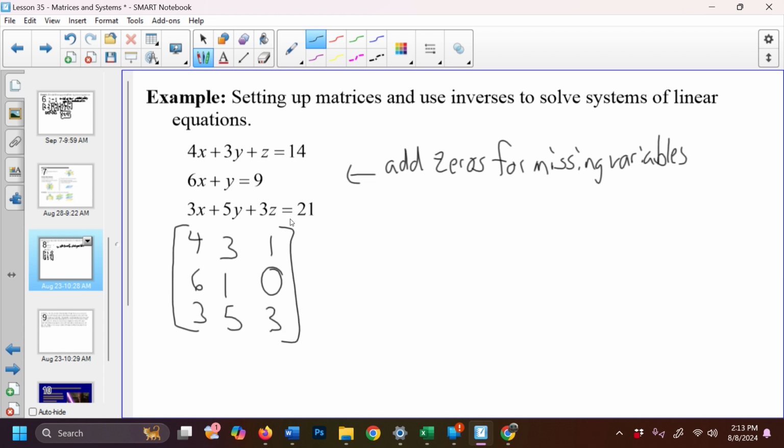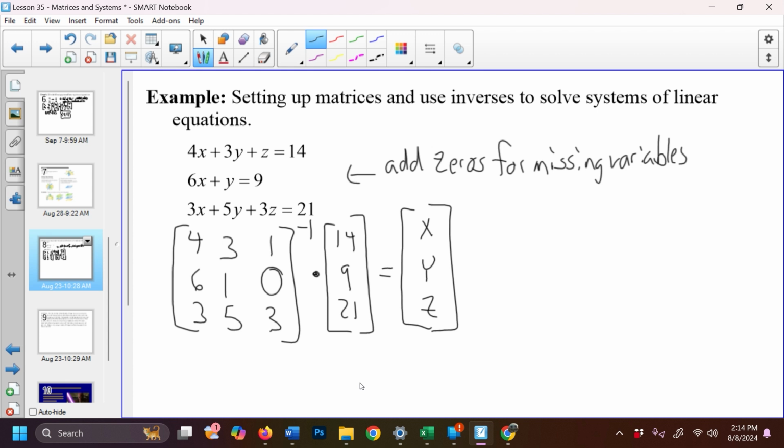We're going to take the inverse of that and we'll multiply by the constants, and this constants matrix will have a 14 in it, it will have a 9 in it, and it will have a 21 in it, and then the result will be x, y, and z.